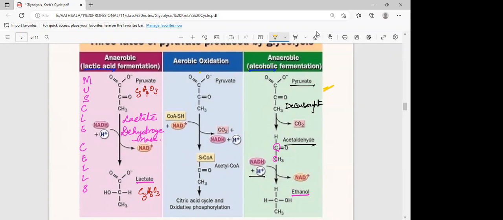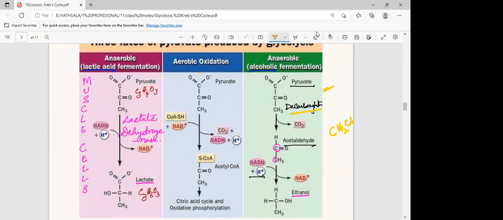You see here, all of you. Decarboxylation takes place first. What is decarboxylation? Removal of carbon dioxide. When CO2 is removed, it forms CH3CHO. What is the CHO group? Aldehyde group. So this is acetaldehyde, CH3CHO.